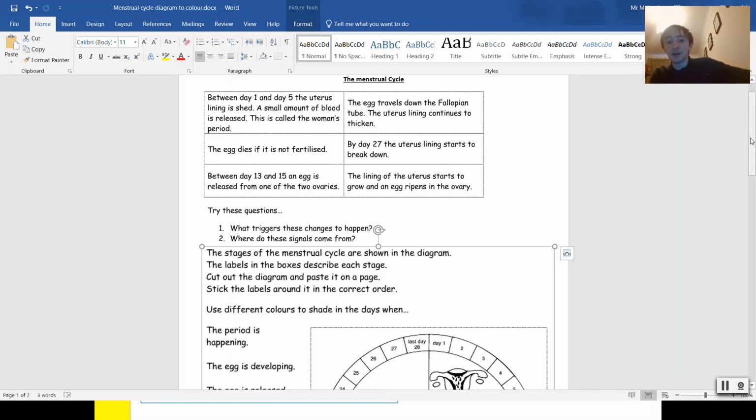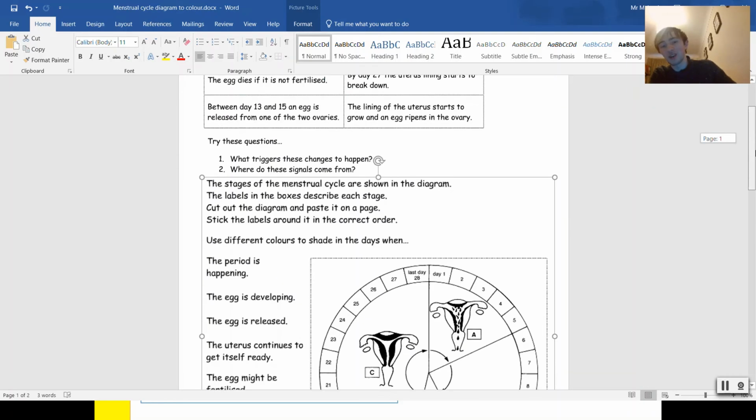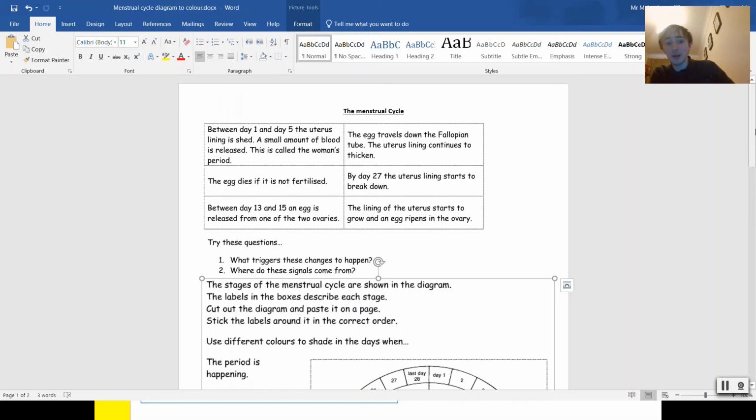And then by day 27, the uterus lining starts to break down. That should be around day 27. And the lining of the uterus starts to grow and an egg ripens in the ovary. That's anywhere from days 6 to 12. Fine, so hopefully that's not too difficult.